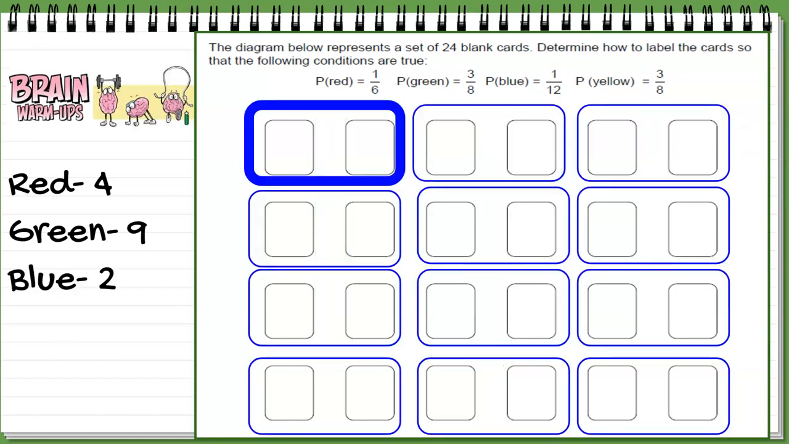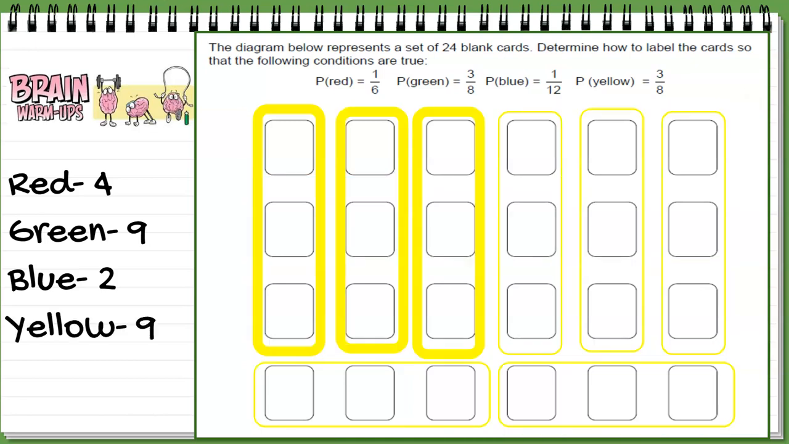When I look at blue, I need 1/12. So the 24 into 12 groups, there are 2 in each group. I only need one group of 12, so there are 2 blues. And for yellow, just like green, I need 8 groups. In each group there was 3. I need 3 groups of 3, so that's 9 yellow.